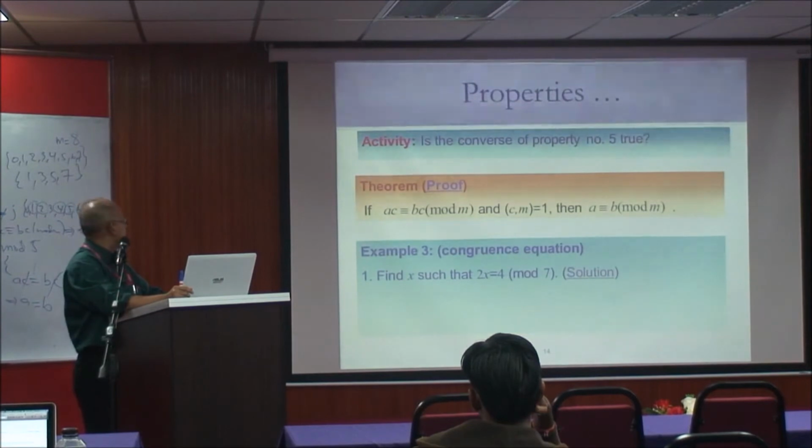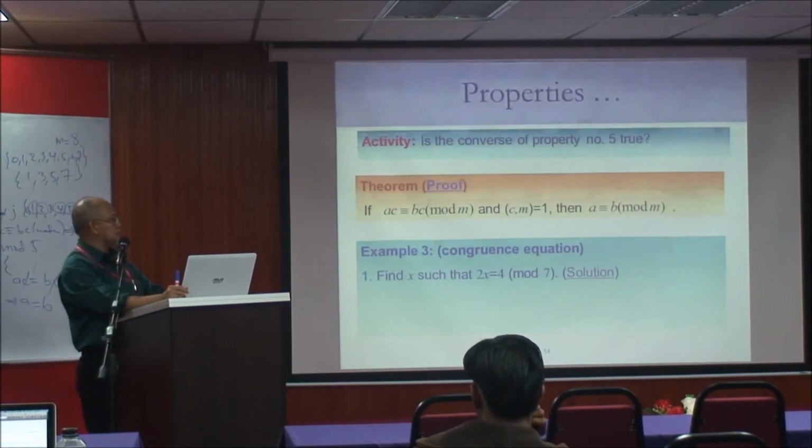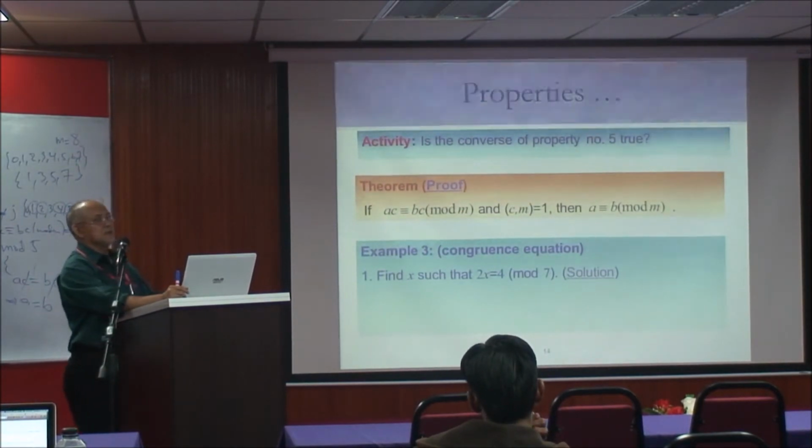Basically we can simply cancel out 2 from these two expressions, because we can apply this theorem here, since 2 and 7 are relatively prime. So we can cancel out 2, and we have x congruent to 2 mod 7, meaning that 2 is the solution. So we have that form, x congruent to 2 mod 7, and 2 is the solution to that congruence equation. As long as you get x on the left-hand side, whatever is on the right-hand side would be the solution.